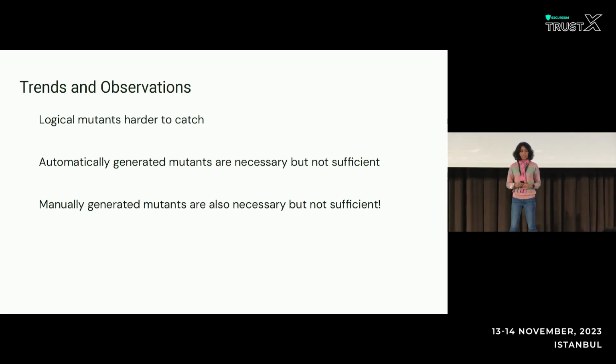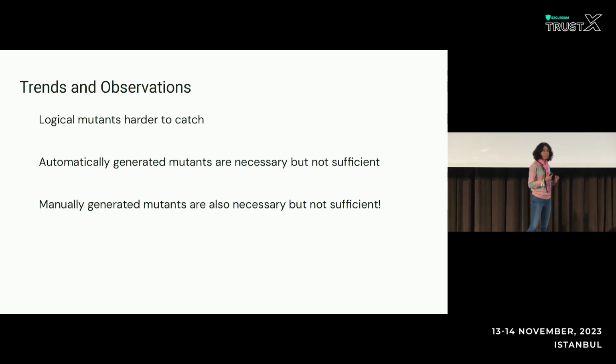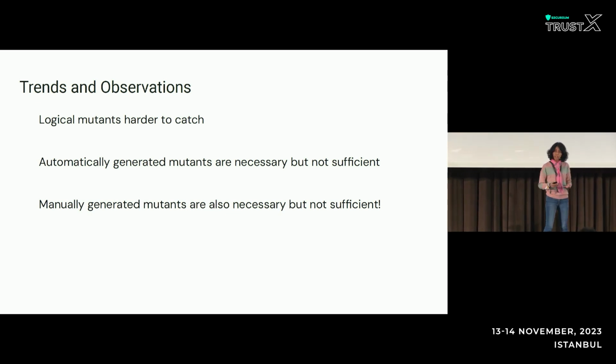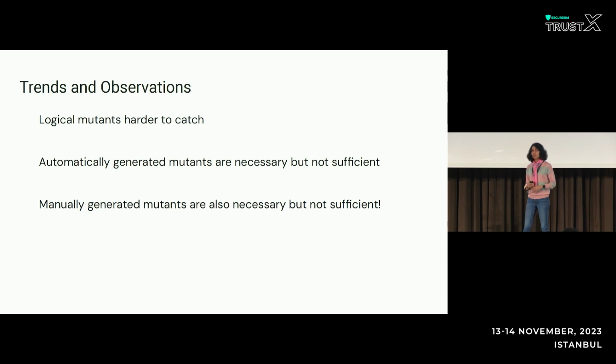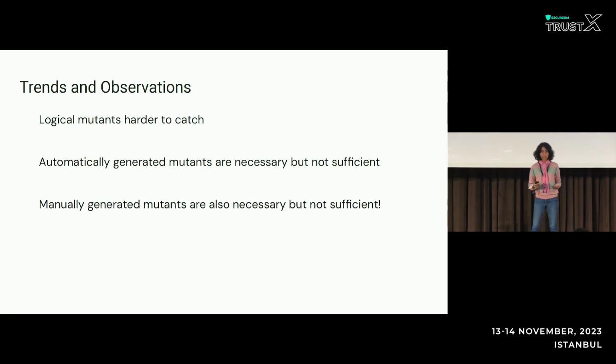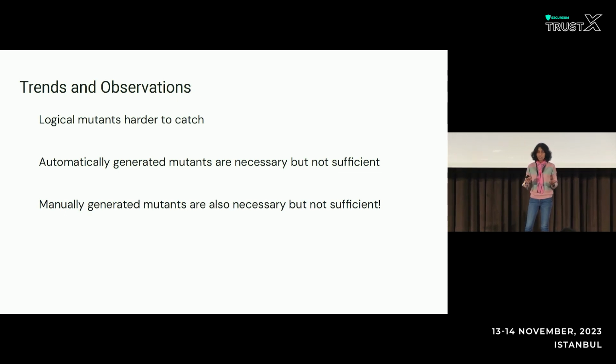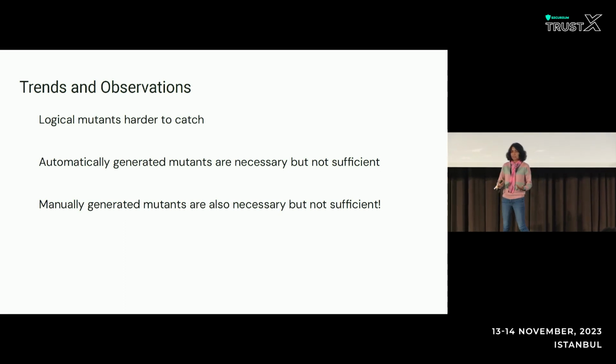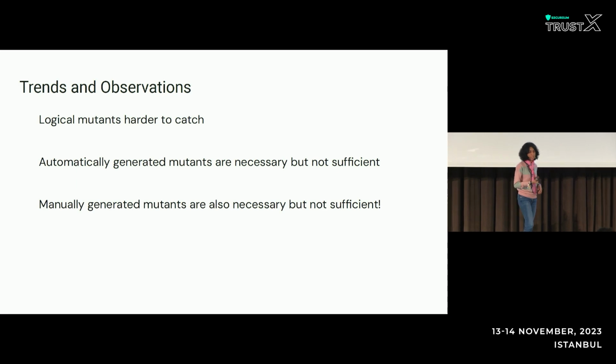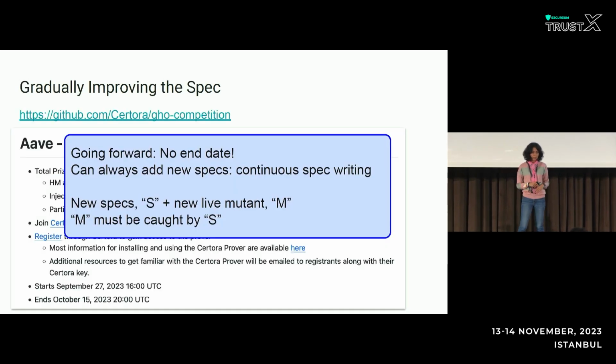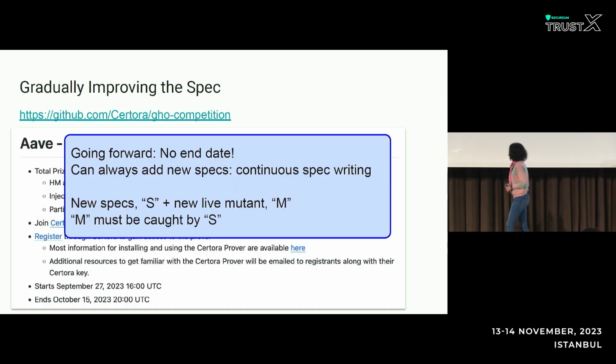We also found that if you have a mutation testing tool, that is actually really good, but that's not sufficient. You also need manual mutations that a programmer writes, because you need some more domain knowledge to come up with meaningful mutants that can actually expose problems in your specification. So I think those two things together are what you really need to be able to assess and improve your specs. So what now?